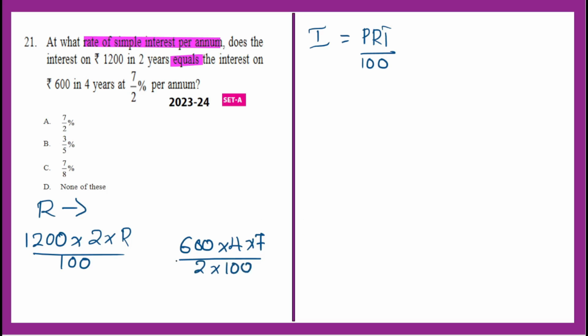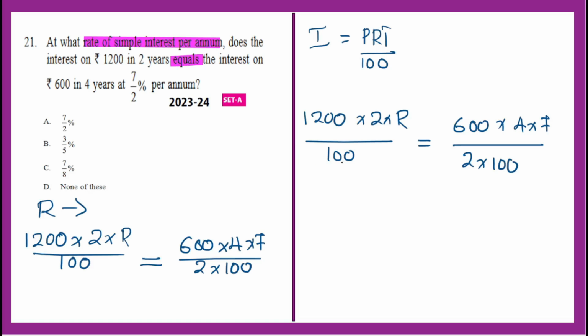These two interests are equal. Now let us try to do the simplifications. 100 get cancelled. 1200, 600. Here 2 times 2, 4 get cancelled with 4. Therefore R is 7/2%.